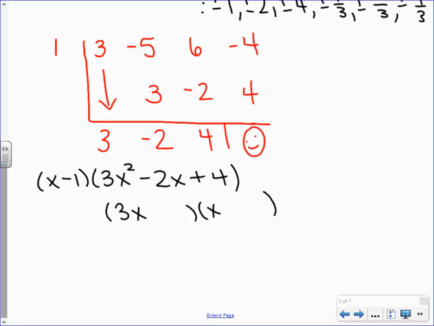Okay, we have 3x and x. We know that since this is positive and this is negative, both of those have to be negative, right? Okay, so what about 2 and 2? That gives us -8x, right? 1 and 4. That's not any better. 4 and 1. That's not any better. We're stuck.